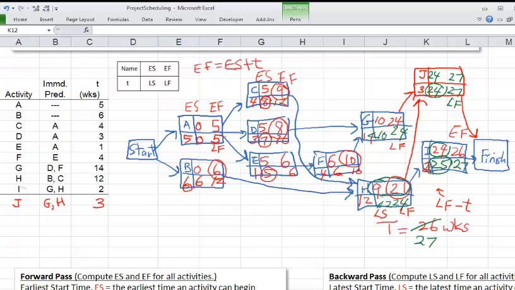From there, if we were to continue with a backward pass, the other numbers in the bottom are not going to change. Here the important thing to remember is that if you have more than one final activity, the total time is going to be the highest LF of the final activities. That's the number you would start the backward pass with. This is the number we would put in the bottom of all the final activities, like here and here, in order to start the backward pass.